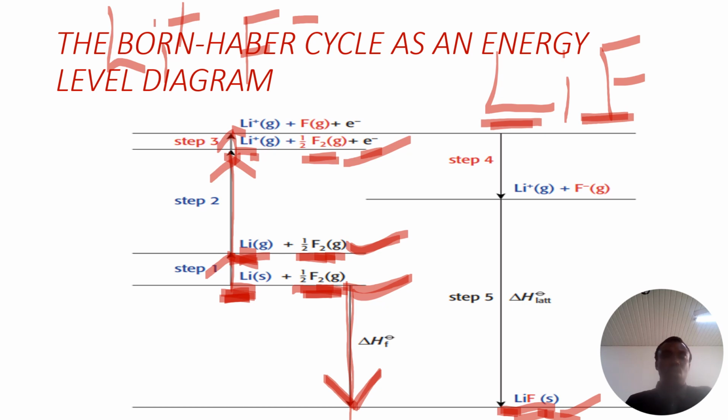fluorine, an endothermic process. So this is the reactant and this is the product. The charge is +1 and the charge is -1. +1 minus 1 is 0, so the charge is balanced.